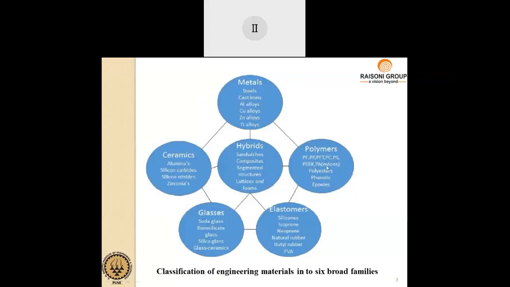Here we just mention them in short. Then, by mixing ceramics and hybrids, we can have different types of glasses, like borosilicate glass, silica glass, glass ceramics, etc. If you add hybrids with polymers, then we have elastomers. Different examples are given here. So this is a broad way we can classify our engineering materials.